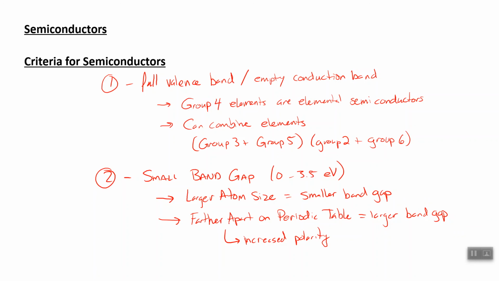So this is if you're looking at a group 3 element and a group 5 element, right? The group 3, group 5 combinations are generally going to have smaller band gaps than group 2, group 6 combinations because they're closer, they're going to have less polar bonds. And so the less polarity you have, the smaller the band gap is going to be. Okay, so those are the criteria for a semiconductor, right?